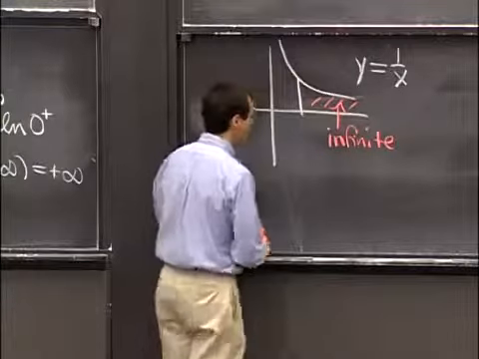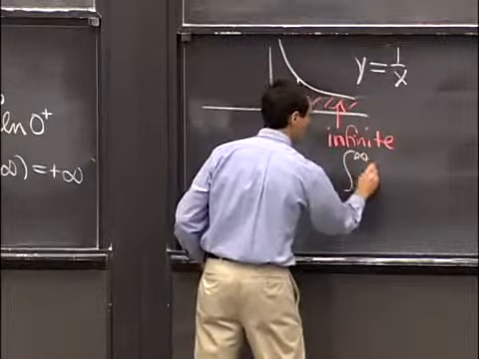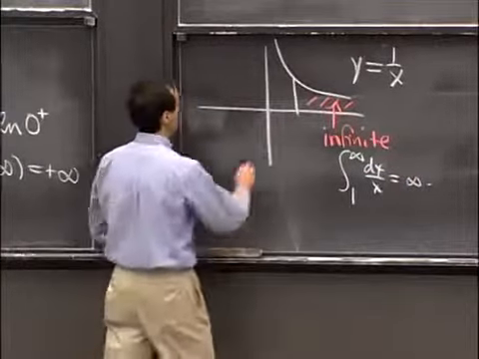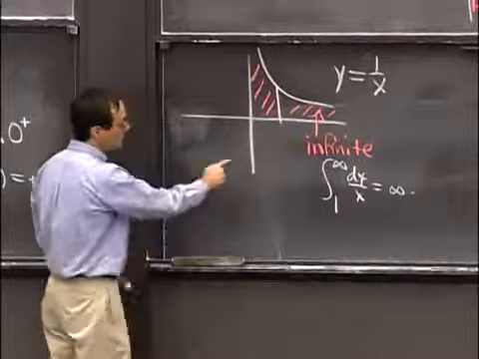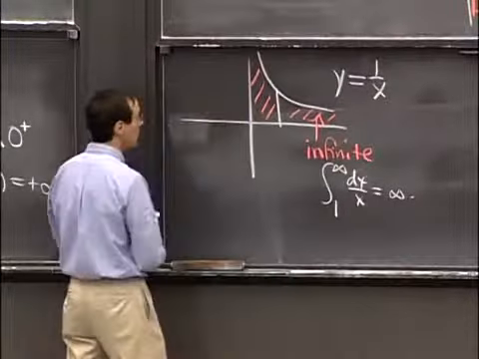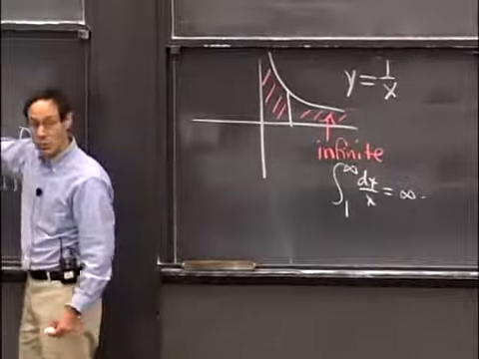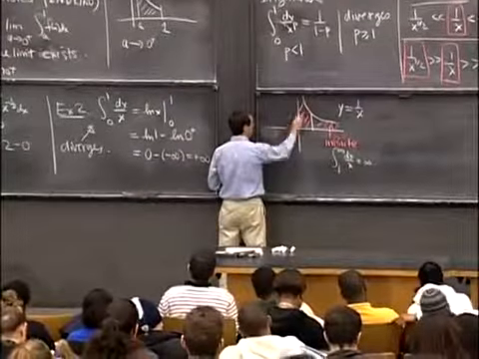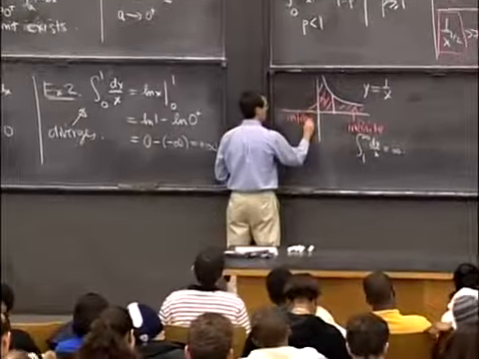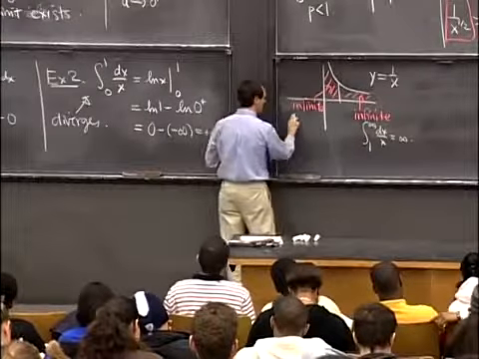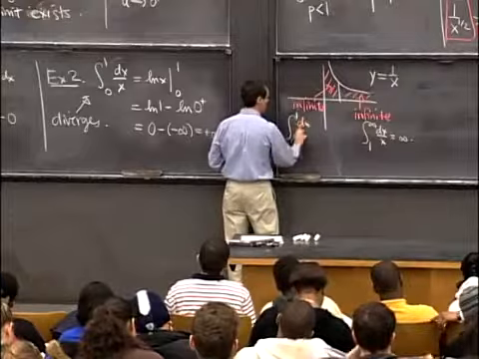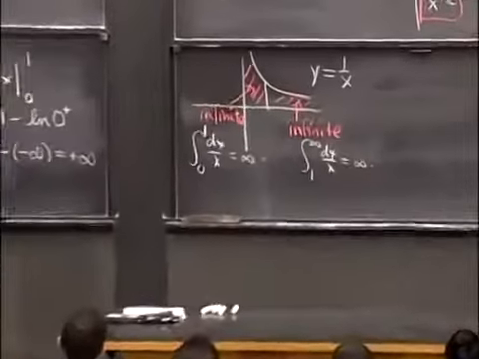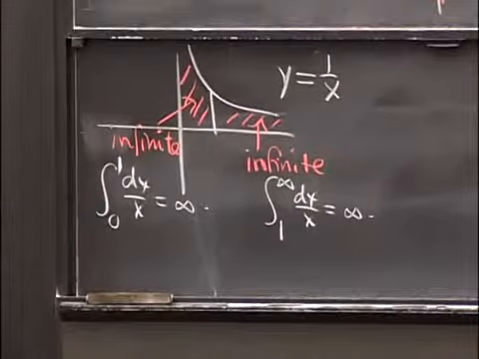So that corresponds to the integral from 1 to infinity dx over x being infinite. And the other piece, this is the one that we just calculated over here in example 2, has the same property. It's infinite. And that's the fact that the integral from 0 to 1 of dx over x is infinite. All right, so we lose on both ends.